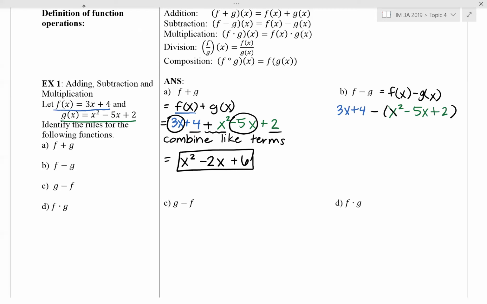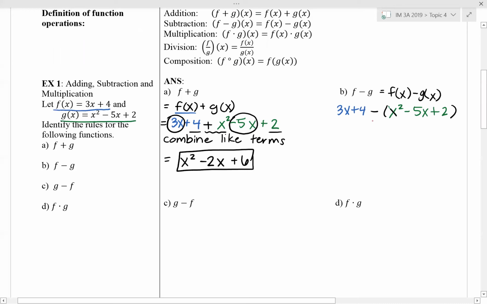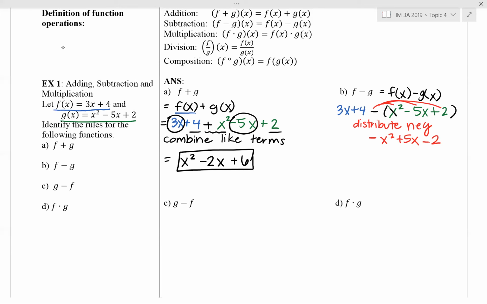When I do this subtraction, what I'm doing is distributing the negative. I need to make sure that I distribute the negative through that whole second expression. So it's going to become minus x squared plus 5x minus 2. But the 3x plus 4 is going to stay the same, because it wasn't being subtracted, so its signs stay as they were.